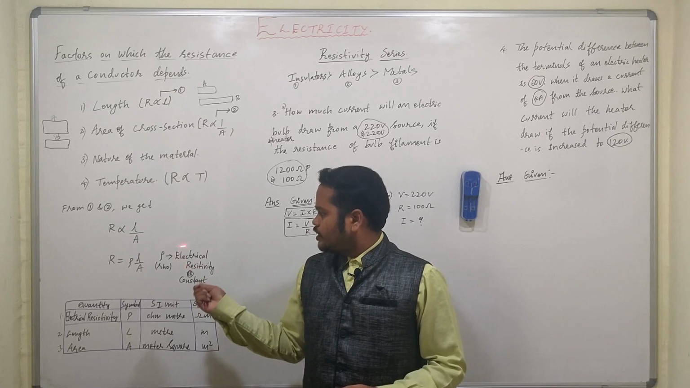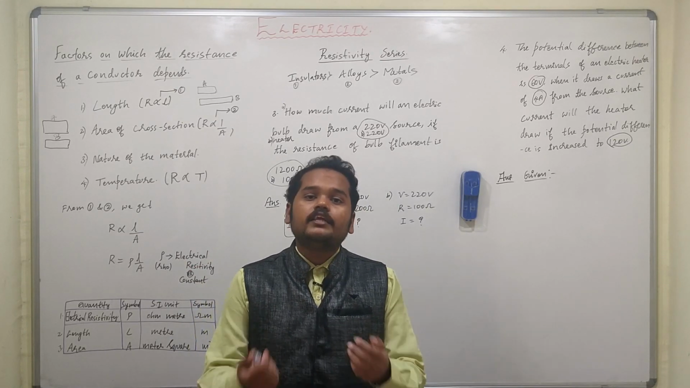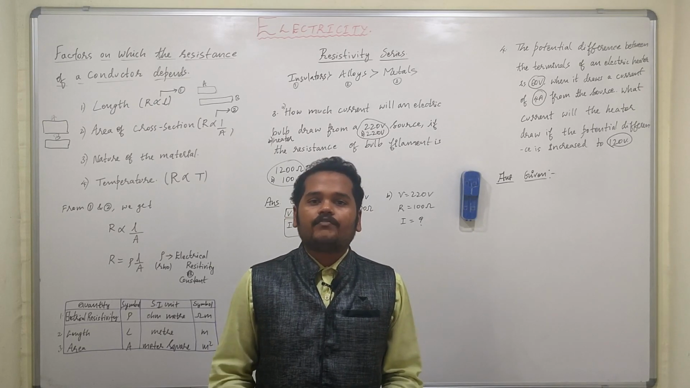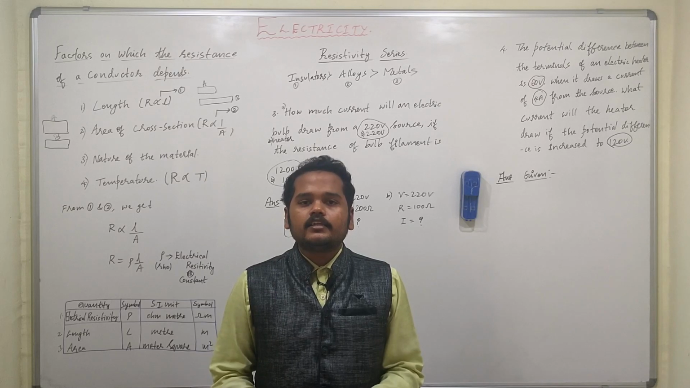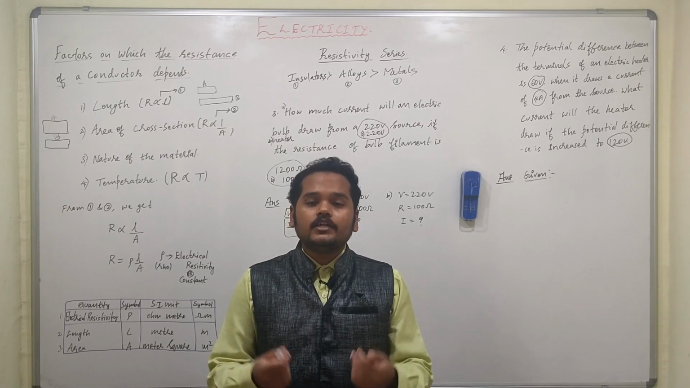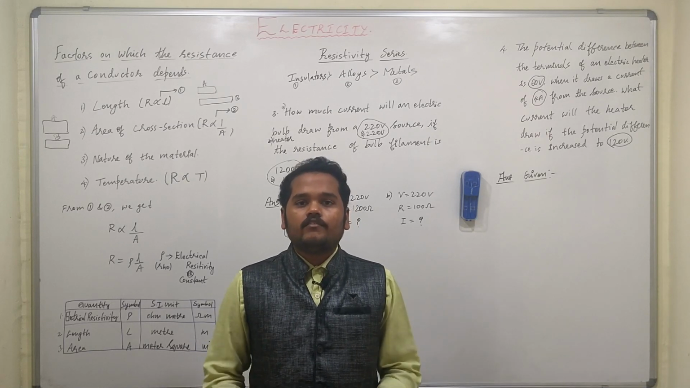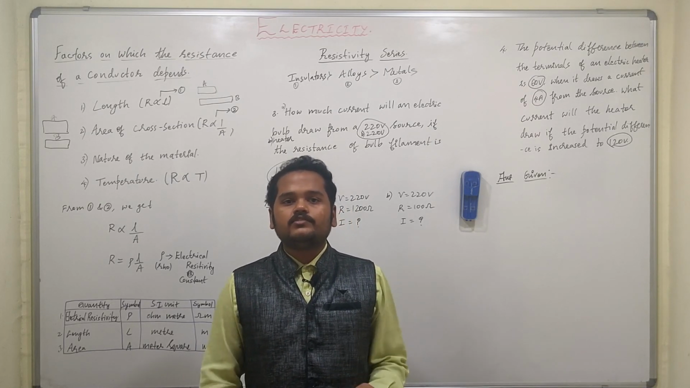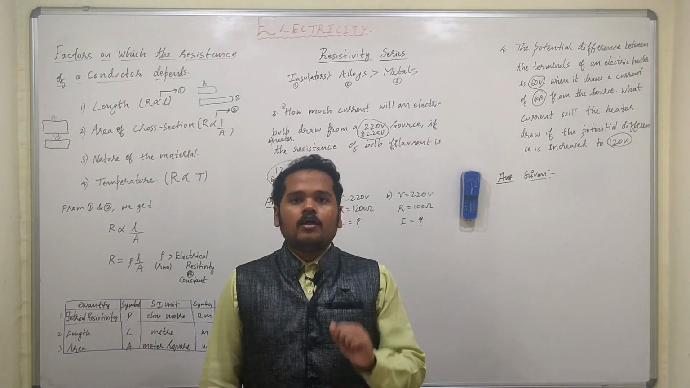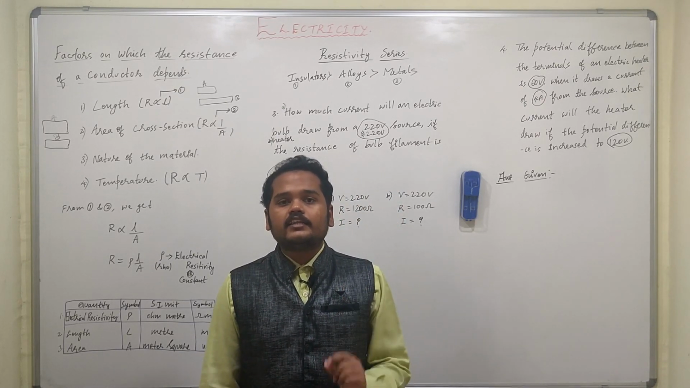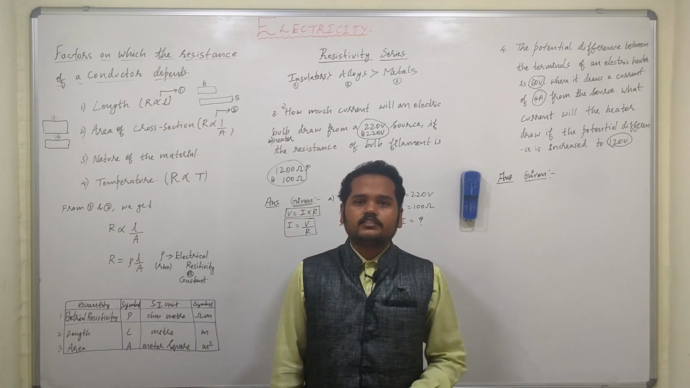Electrical resistivity. What is electrical resistivity? Electrical resistivity is another inbuilt property of the conductor. Just as resistance is an inbuilt property of a conductor, electrical resistivity is also an inbuilt property of the conductor, and it varies with temperature. But if you keep the temperature constant, the highest electrical resistivity is for insulators. Insulators have the highest electrical resistivity.